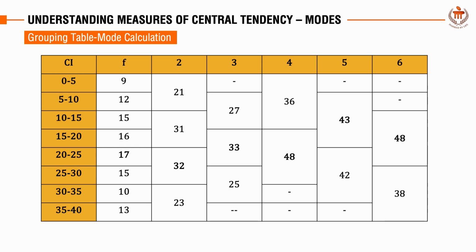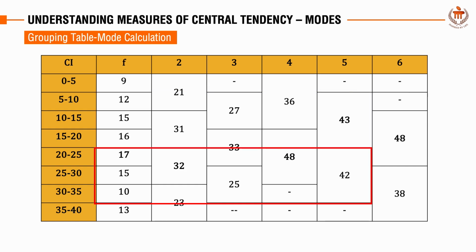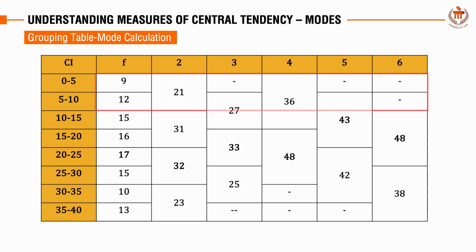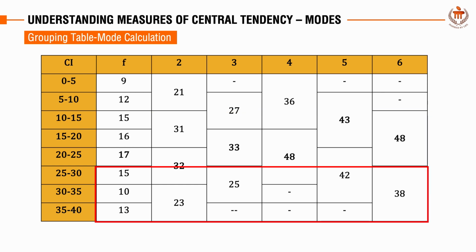Ignore them. In column 5, ignore the first frequency. Then add 12, 15, 16, you'll get 43. Then 17, 15, 10, you'll get 42. Then you are left with 13, ignore it. In column 6, you ignore the first two frequencies, 9 and 12. Then add 15, 16, 17, you'll get 48. Then 15, 10, 13, you'll get 38.